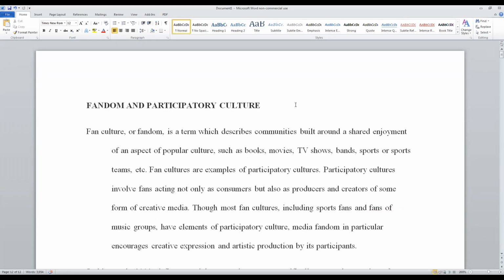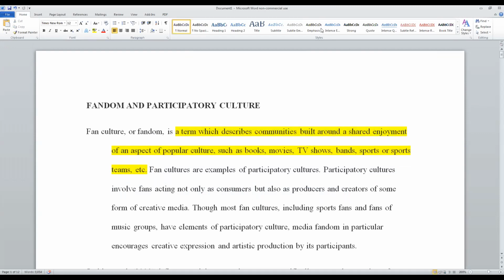Okay, so what is fandom? Well, fandom is another word for fan culture, which again is a big part of our novel for this semester, Ready Player One. And it's a term which describes communities built around a shared enjoyment of an aspect of popular culture, such as books, movies, TV shows, bands, sports or sports teams, and other such fare.